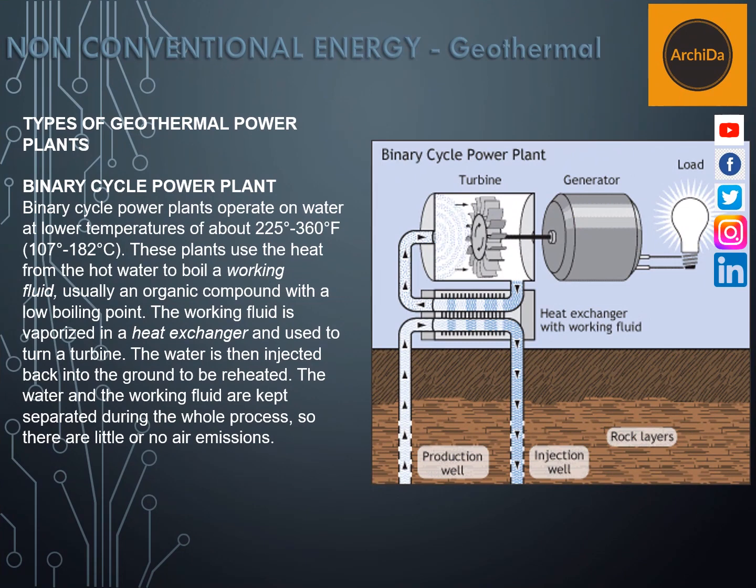The last variation of a geothermal is called the binary cycle power plant. This taps the hot water, and in turn it will still boil that hot water to provide the steam for the turbine.